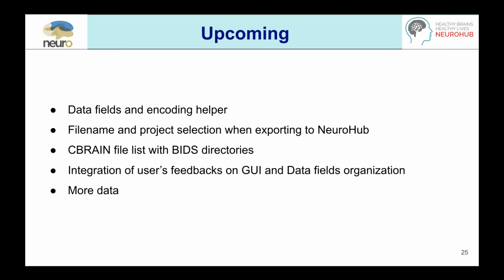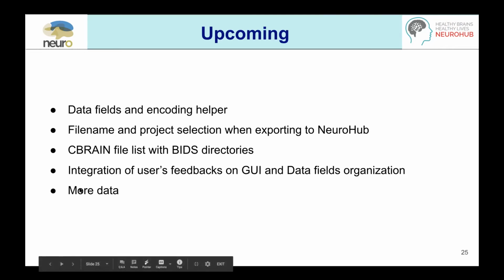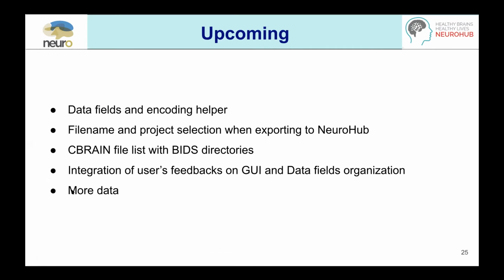As mentioned earlier, we want to add more data. I'll go in reverse: more data, more fields, more modalities. There's also the data field and encoding that requires users to navigate between the UK Biobank data showcase and the data query tool. Having a helper there that describes both the data field list and the encoding for each data field will facilitate the use of the data query tool.